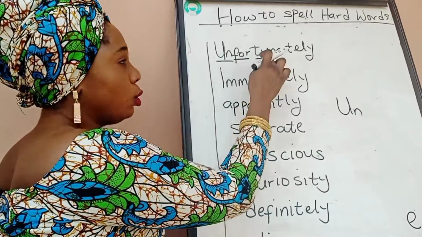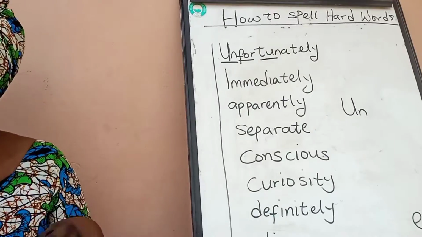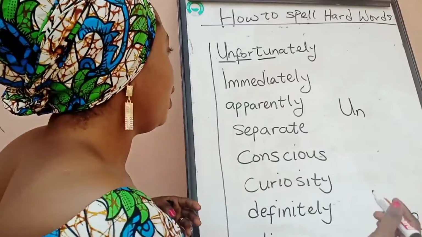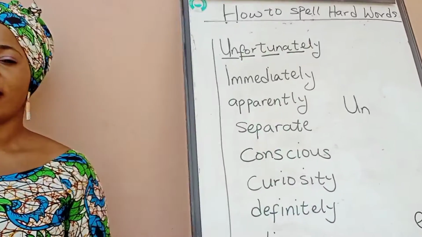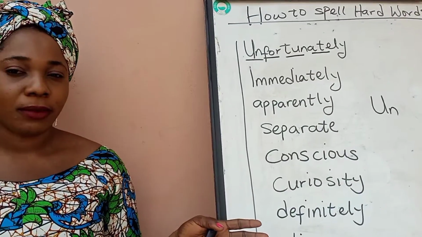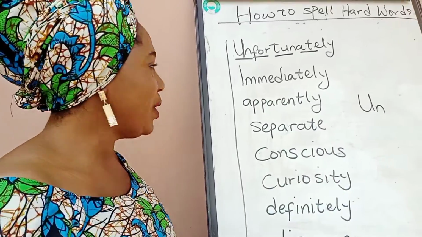On, for, tune. Then "ate", which is the past tense of eat. We all eat, don't we? So we have "ate", right? Then your "li". So that way it's easy to spell unfortunately. Did you get it? I hope you did.